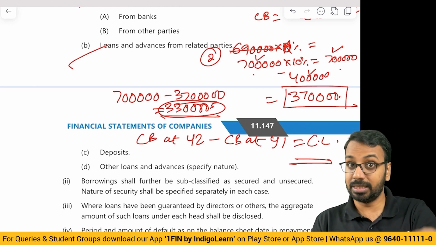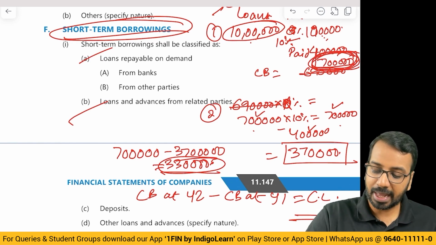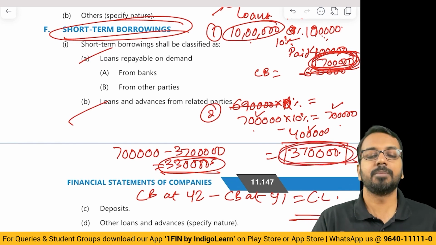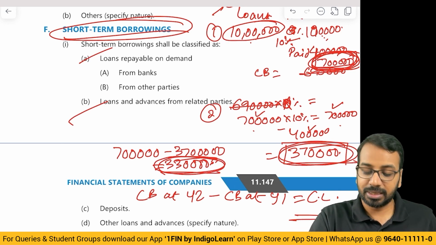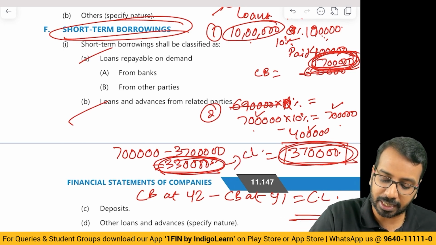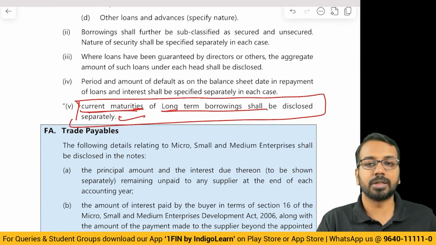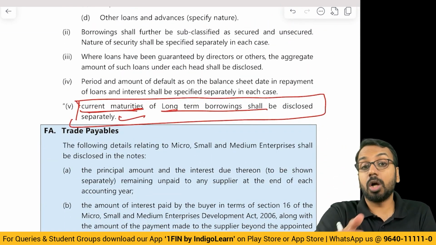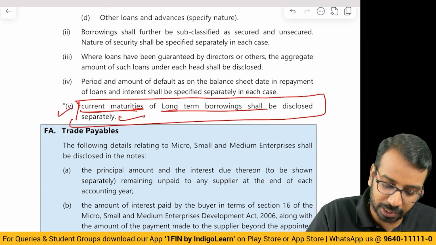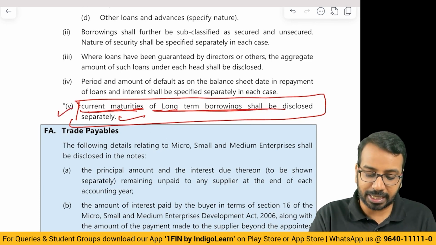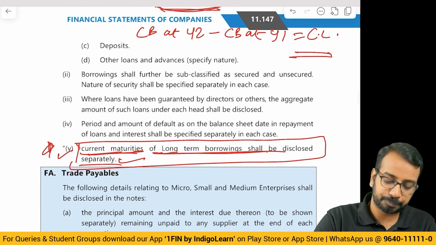This is applicable in leases also. So if my closing balance at the end of year 1 is 7 lakh, at the end of year 2 is 3 lakh 70,000, means I have paid 3 lakh 30,000 in the second year. This 3 lakh 30,000 has to be classified as current liability. That is the meaning of current maturities of long-term borrowings. So I have a long-term loan. But in that long-term loan, in the next year, how much principal I have to repay, that is called current maturities of long-term borrowings. That has to be disclosed separately. Okay, this is very important.